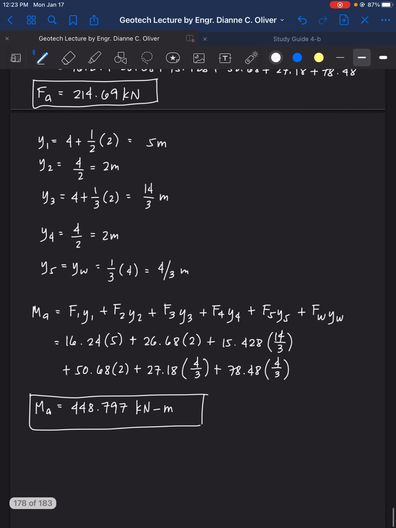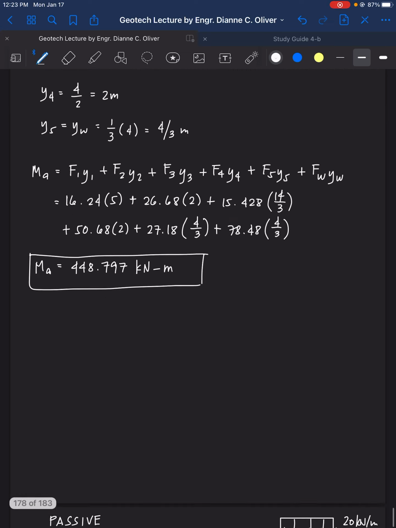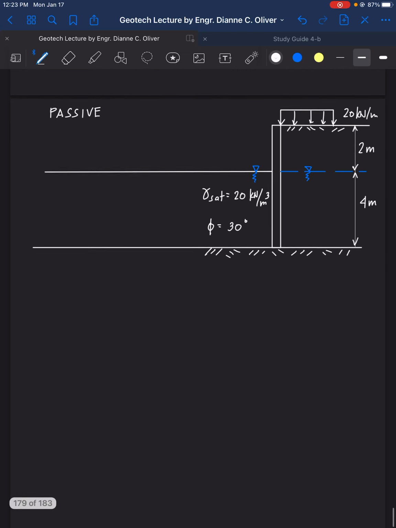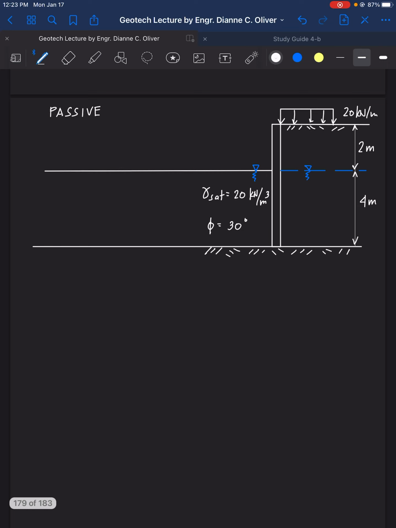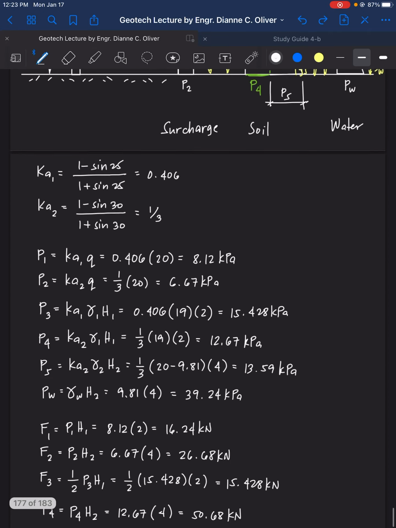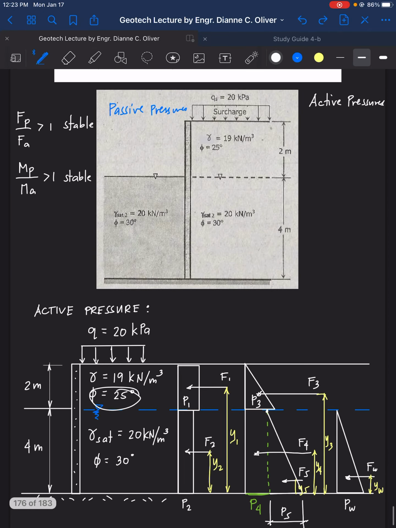Okay, now we have the force active and the moment active. Next, we go to the passive side. The passive side is the left side of the structure that we have here. So this is the passive side. Let's compute that one.